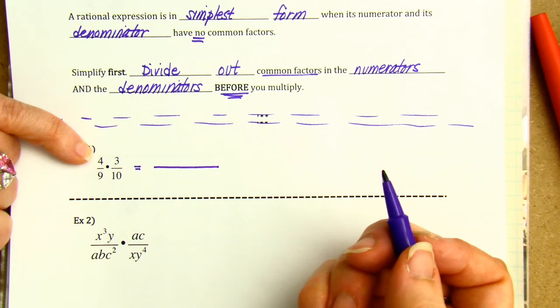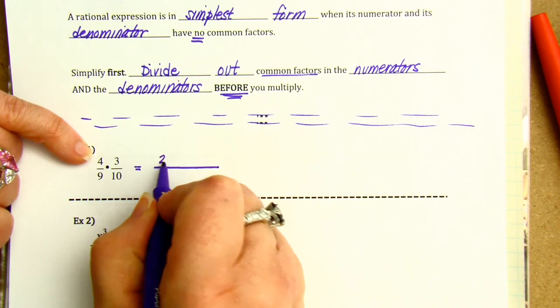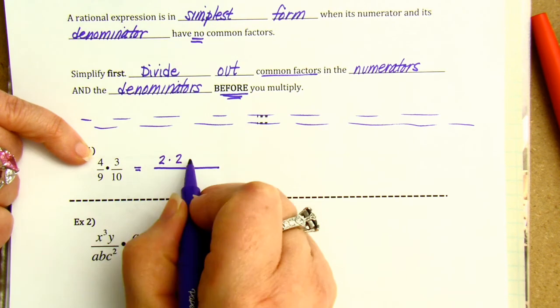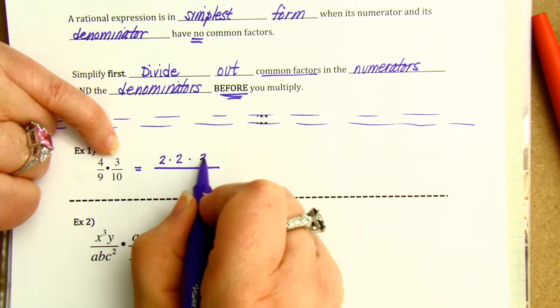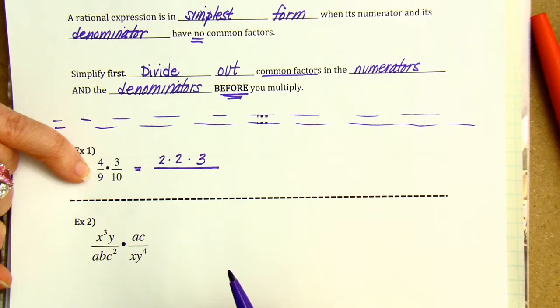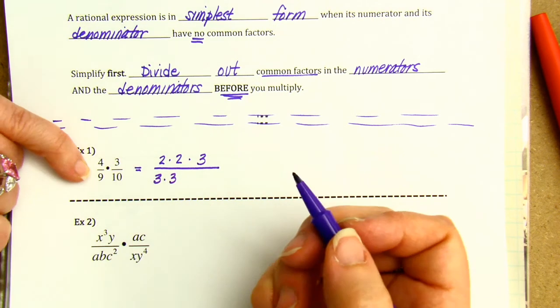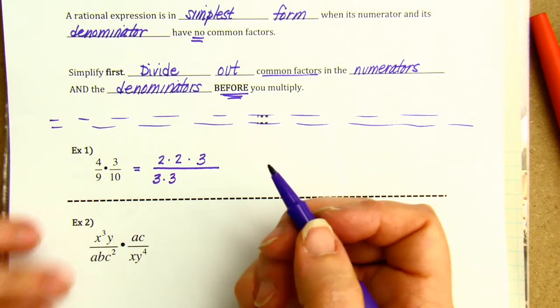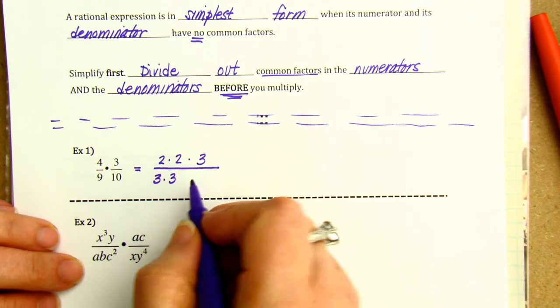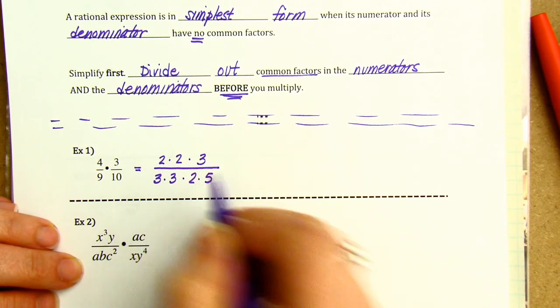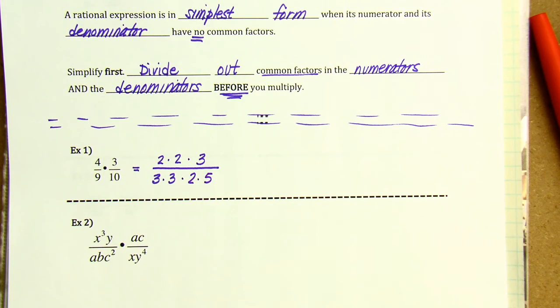And I'm going to break these down into their prime factors. 4 is equal to 2 times 2. So I'm going to write it as 2 times 2, times what's in this numerator? 3. 9 is not prime. It can be broken down to 3 times 3. Both those 3's are prime. 10 is not a prime number. It's a composite number. It can be broken down into 2 times 5. I can't break any of these down anymore. So you factor or break it down to its prime factors, and then we're going to divide out common factors.